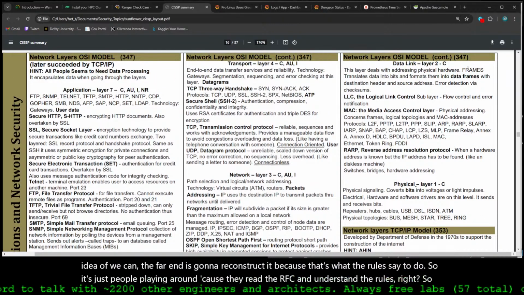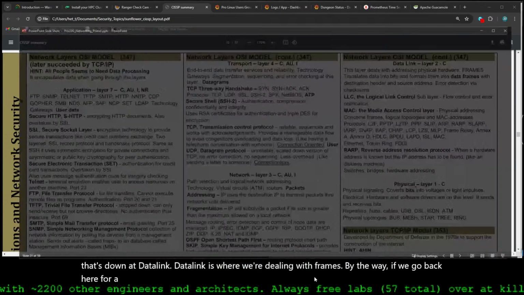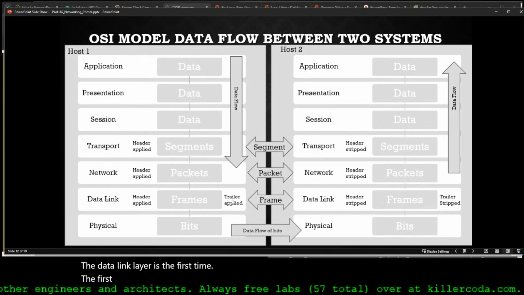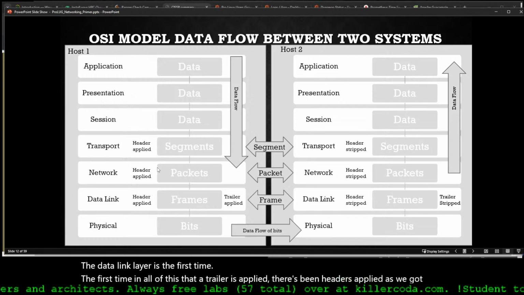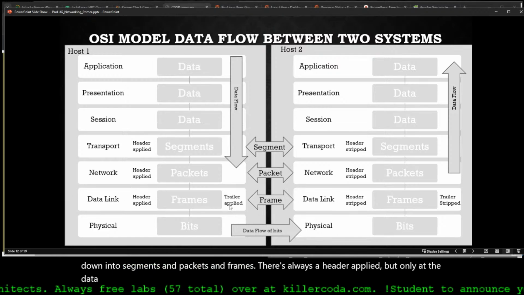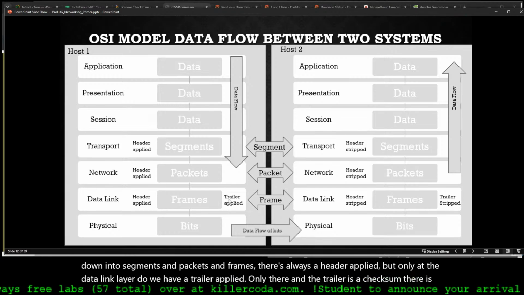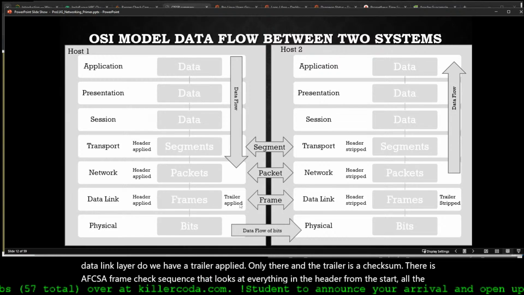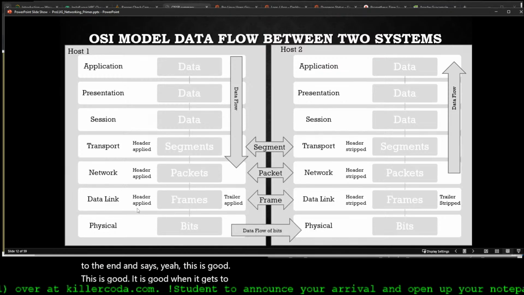So that's down at data link. Data link is where we're dealing with frames. By the way, if we go back here for a second, the data link layer is the first time in all of this that a trailer is applied. There's been headers applied as we got down into segments and packets and frames. There's always a header applied, but only at the data link layer do we have a trailer applied. Only there. And the trailer is a checksum. There is an FCS, a frame check sequence, that looks at everything from the start all the way to the end and says, yeah, this is good. It is good when it gets to whatever device we're sending it to.